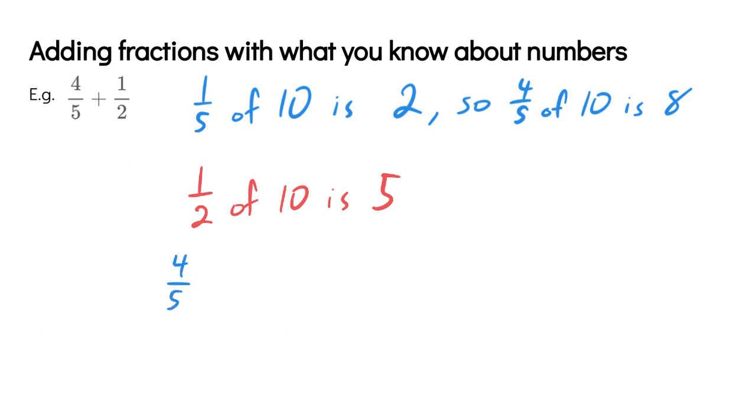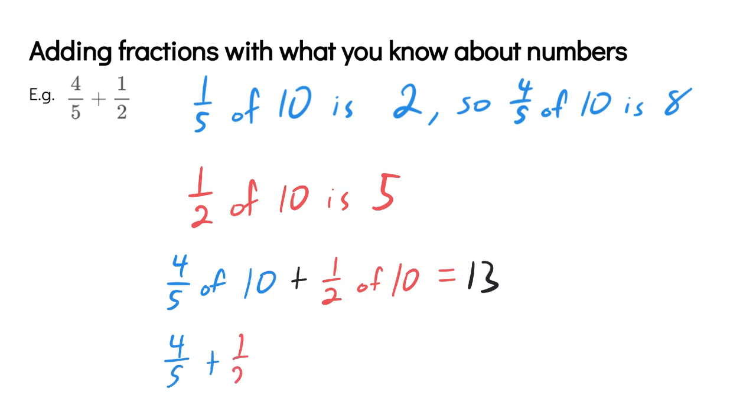4/5 of 10 plus 1/2 of 10 equals 13. And since we're thinking in terms of the whole being 10, really 4/5 plus 1/2 is going to give us 13/10. It has to be tenths because we're thinking of the whole as 10 equal pieces.